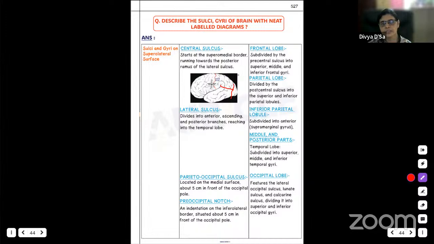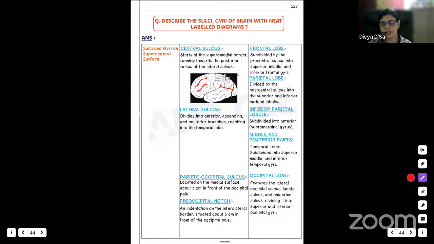Okay. So this is the precentral sulcus and the precentral gyrus. Here, in the frontal lobe, there are two horizontal rami, superior and middle. The superior and middle frontal sulci divide the frontal lobe into the superior, middle and inferior frontal gyri. Got it? So next is the parietal lobe.